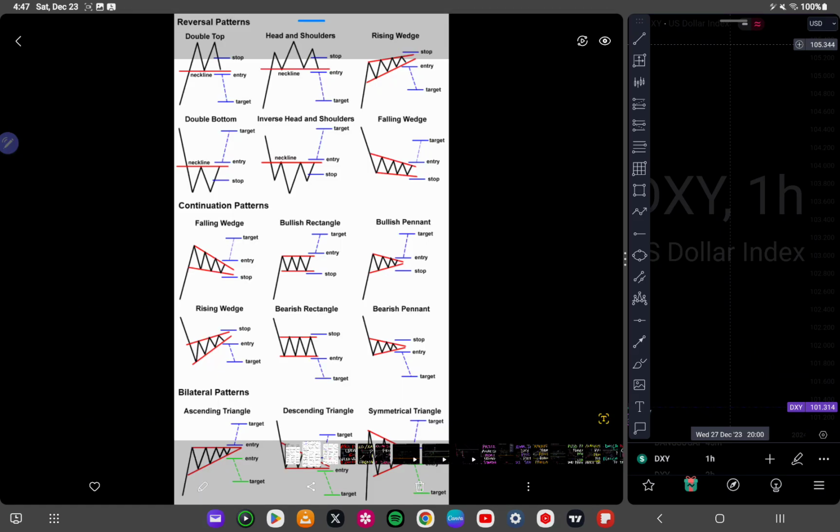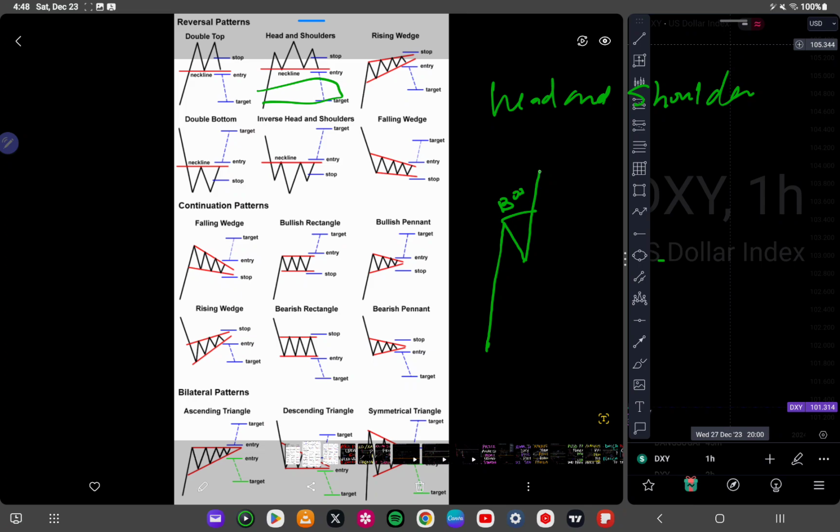Then we also have something called the head and shoulder, which is this around here. The head and shoulder is also a reversal pattern because we are pushing to the upside, right? It pushed to the downside, then it goes up again and gives us a break of structure. After that it pushed down again, then it went up again, then finally pushed to the downside. So we can see that it went from uptrend to downtrend.